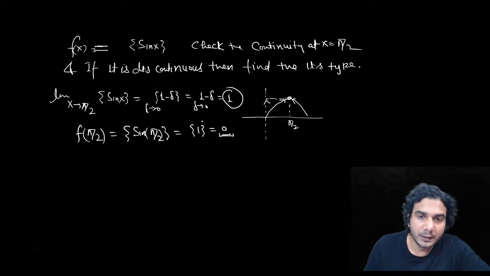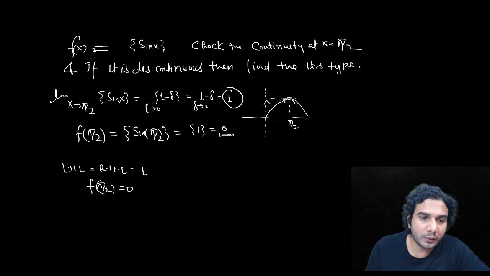Okay, limit. So which type of discontinuity is this? Do you remember? Left hand limit is equal to right hand limit is equal to 1, but the value of the function is 0. Okay, so which type of discontinuity is this?